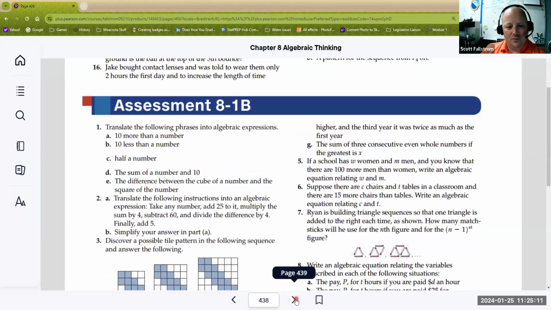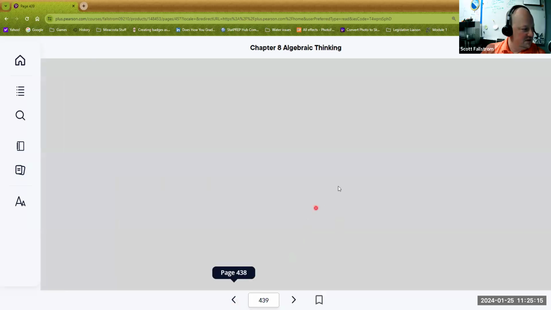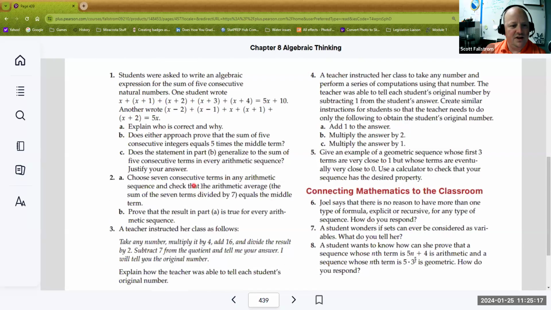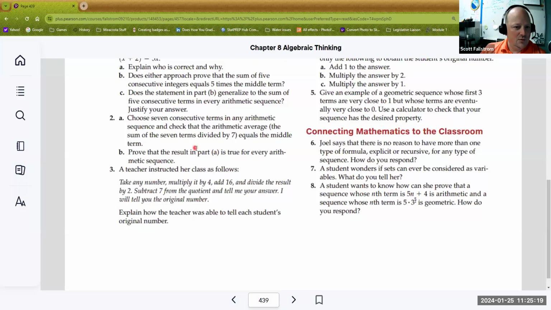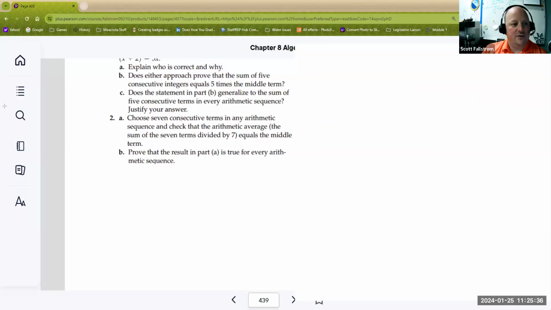Okay, let's see here. Oh, and then one of the MCs, MC2B: prove this is true for every arithmetic sequence. Got it. So you're trying to prove something is true for everything. Remember, a proof requires us to show without a shadow of a doubt that it always works.